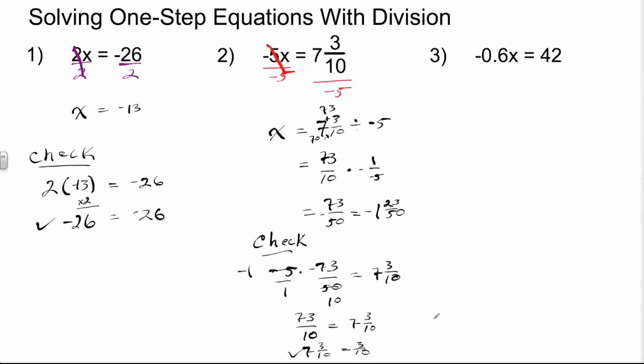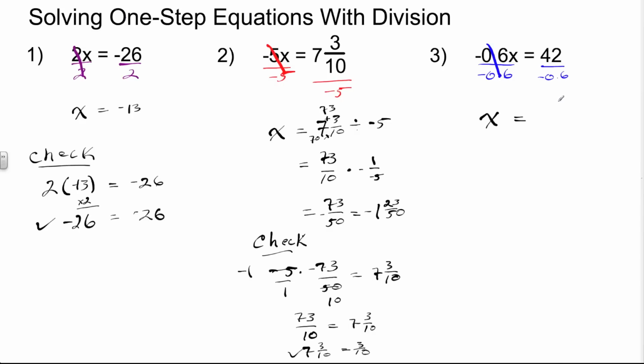And our last problem, problem number 3. The only real difference between problem number 3 and problem number 1 is that we have a decimal. Negative 6/10 x is equal to 42. To solve this equation, since it's multiplication, we're going to divide each side using the division property of equality by negative 0.6. On the left-hand side, the negative 0.6 is divided out, leaving us with x, thus achieving our goal of isolating the variable.